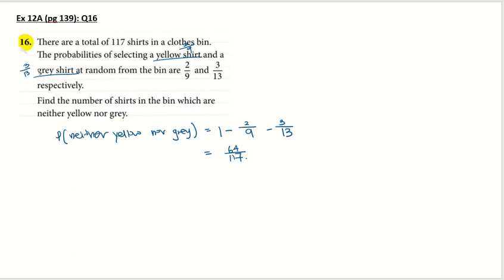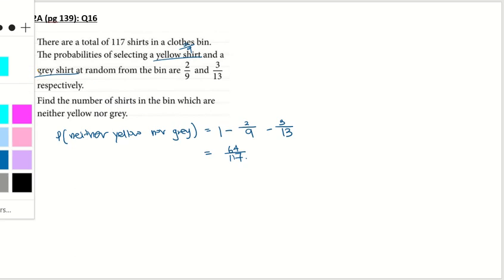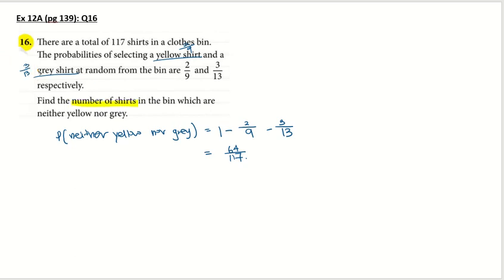This is the probability of the rest of the shirts. But I want to get the number of shirts, so take note, I'm talking about the number of shirts over here. So 64 over 117 is the chance of getting the rest of the shirts, which is neither yellow nor gray. But if I want the number of shirts, I will need to take the probability times the original total number of shirts, and that will give you 64 shirts in total. I hope you have gotten the correct answer for this part.